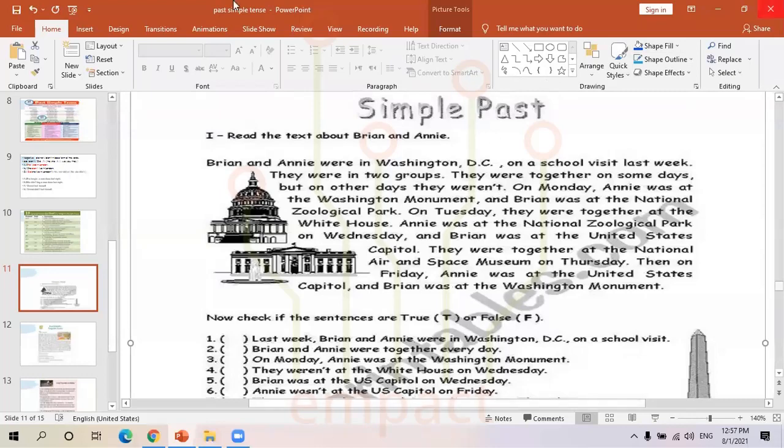Read the text about Brian and Annie. See, we have 2 names, but actually people are free how to read the names. Okay, Brian and Annie. Sorry, let me change.